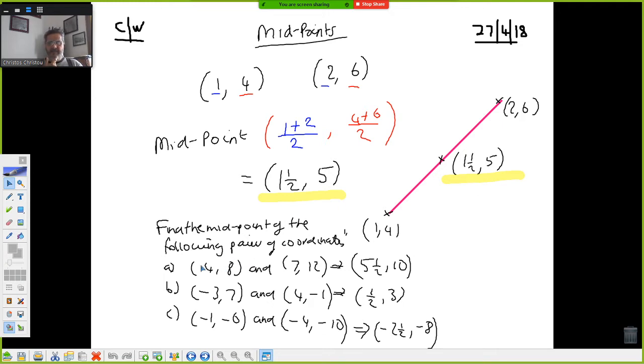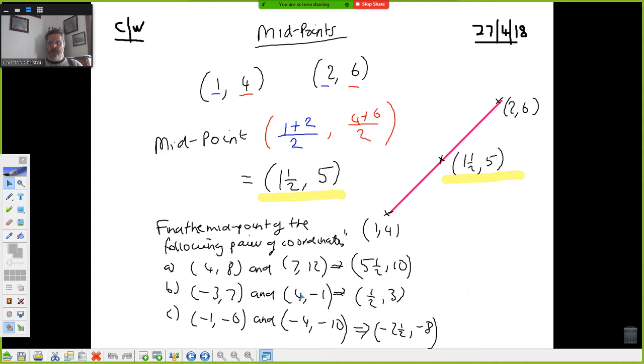So this is me making up some questions before we did the Maths Watch. What is the midpoint of (4, 8) and (7, 12)? Well, 4 and 7 is 11, halve it, 5.5. 8 and 12 is 20, halve it, 10. That's the midpoint. And the same with these.